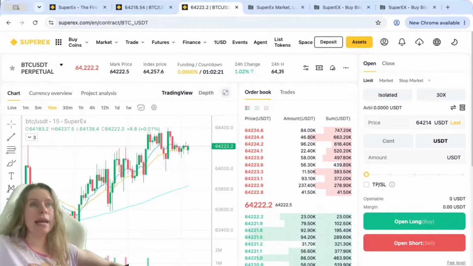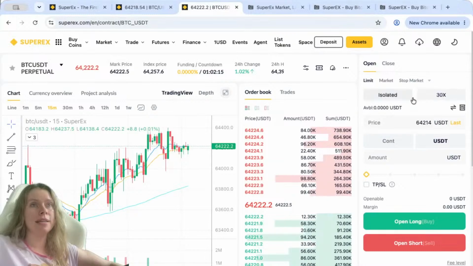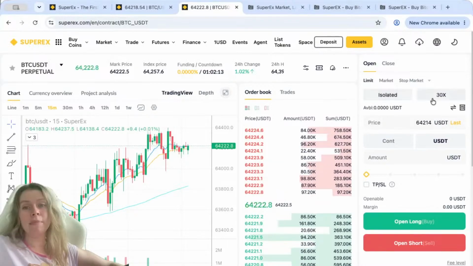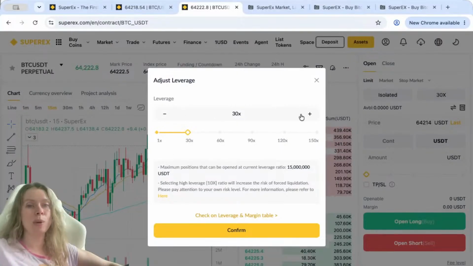Okay, next we want to look at our leverage. So click the button that's next to margin mode, so next to my isolated here. Mine currently says 30 times. Click it and this pop-up comes up. So the big counter at the top, we can use the plus and minus to adjust it, or I can drag it here all the way from 1 times to 150 times. But yeah, just make sure you read the warnings carefully.